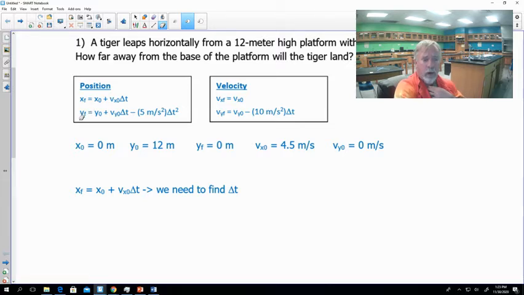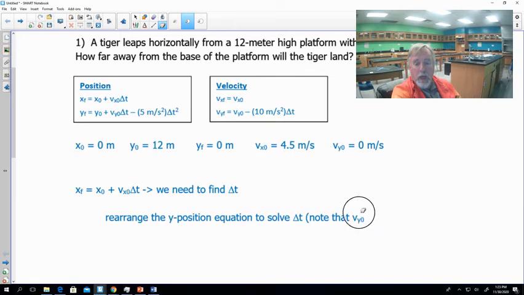We know yf, it's 0. We know y0, that's 12 meters. We know vy0 is 0, so this term is actually going to fall out. And finally, we know this last term, negative 5 meters per second squared times delta t squared. So we do know this one. We can get our delta t from this equation.